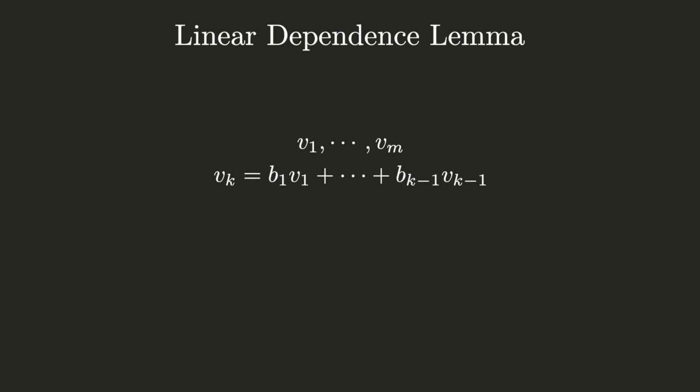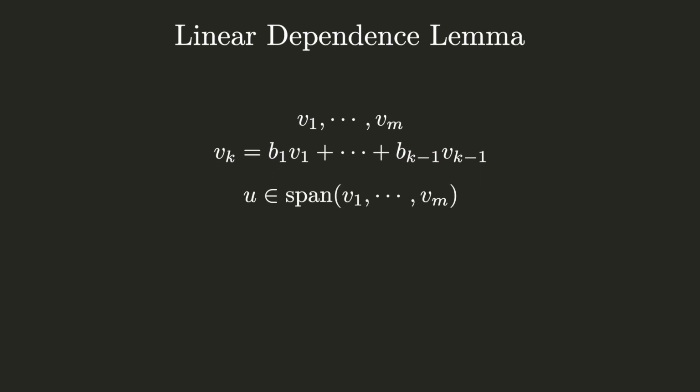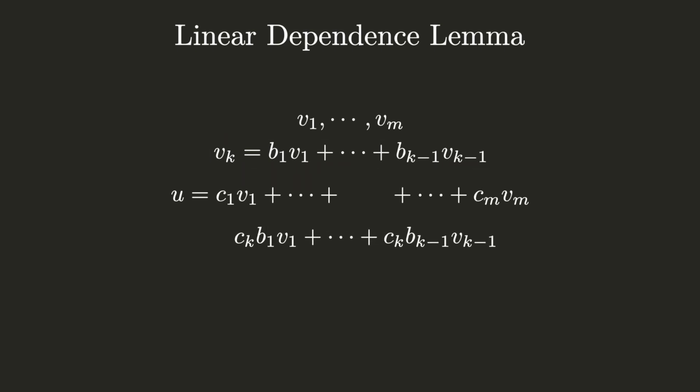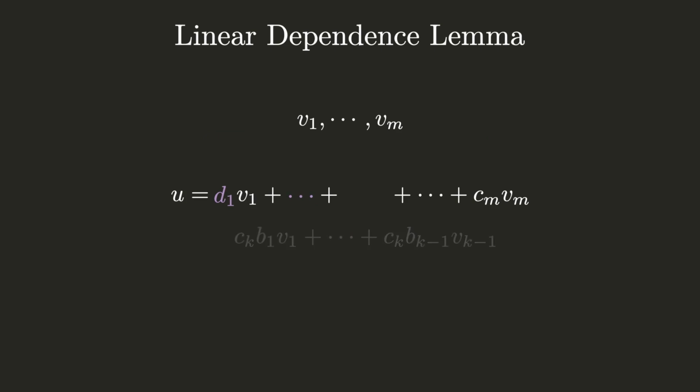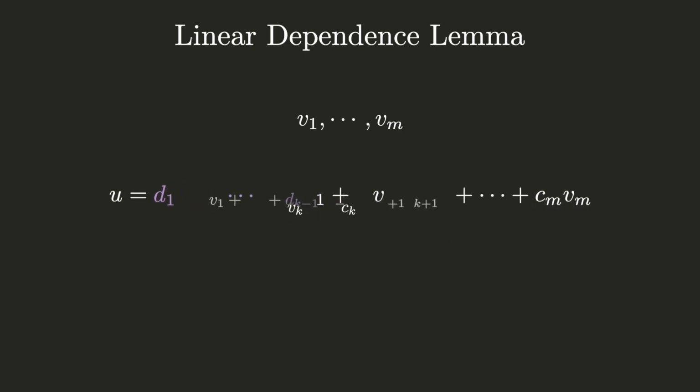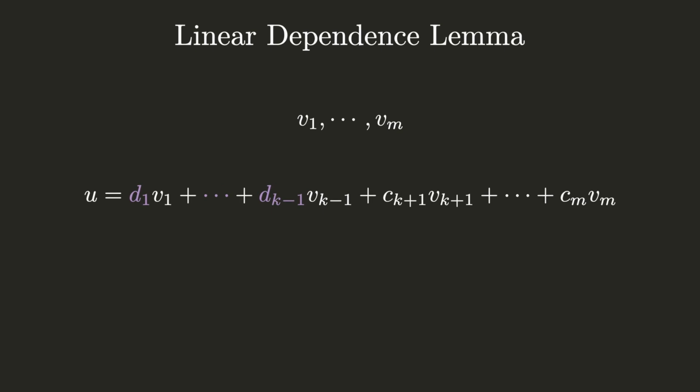Let's assume u is a vector in the span of the original list. This implies u can be written as a linear combination of v1 through vm. Then we can take out the term ck vk and substitute the linear combination we just got for vk. Plugging this back into the equation only changes the coefficients of the terms preceding vk, but does not change anything after it. So we'll end up with an equation that looks like this, with d1 through dk-1 representing the new coefficients. ck plus 1 through cm didn't change, so we keep them as is.